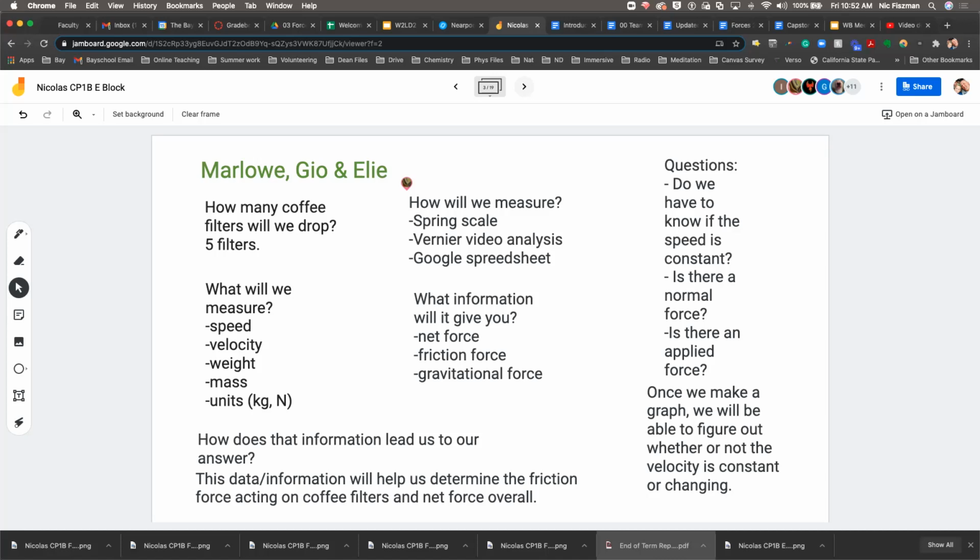Some questions we had were, do we have to know if the speed is constant? Is there a normal force? And is there an applied force? And then once we make a graph, we'll be able to figure out whether or not the speed is constant or changing.